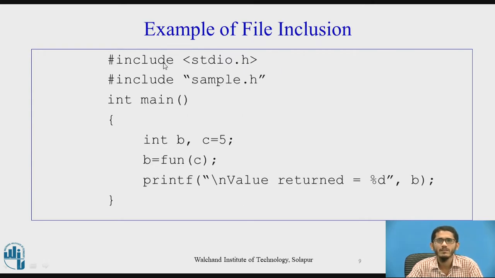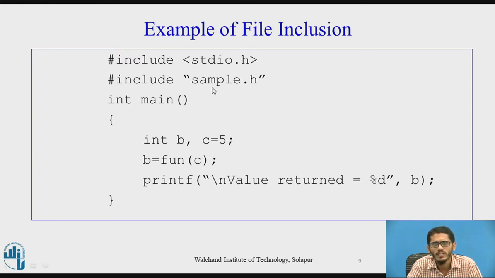So we have, as an example for file inclusion, a program where first of all we have included the header file stdio.h. Then we have included something new that we are seeing for the first time, #include in double quotes "sample.h". This sample.h will be the file that I am trying to include in my program, whose features, meaning the functions and macros, I'm interested to use in my program.